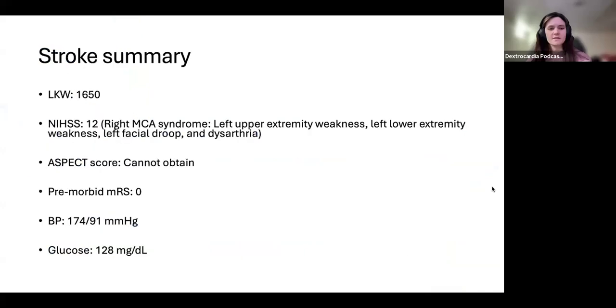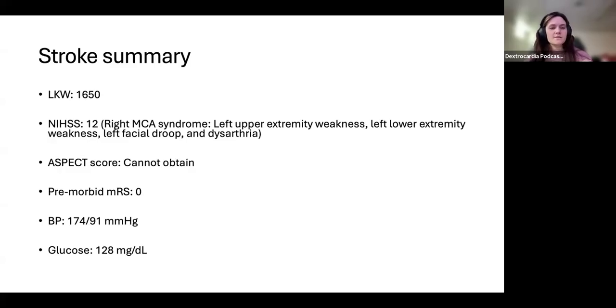Exactly. And I was learning this too as I've been on this rotation, this is the stroke summary, the important things that the neuro residents are interested in. Last known well, we had brought the patient into the ED by 1730 or 1725. So he was within that window if you're thinking about TNK or anything like that. His NIH scale is something that we use to say how bad this stroke is if we're presuming it is a stroke. Because he had the upper and lower extremity weakness, the facial droop, and the dysarthria, he was given a 12 for all those factors.